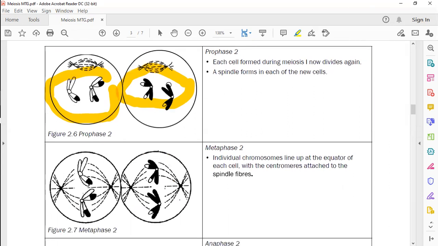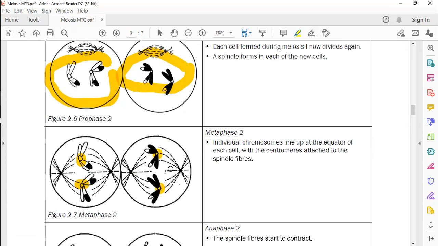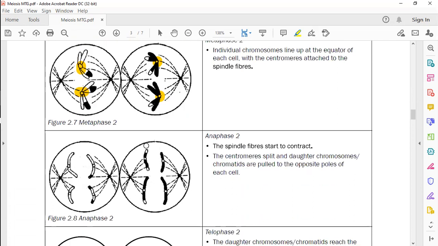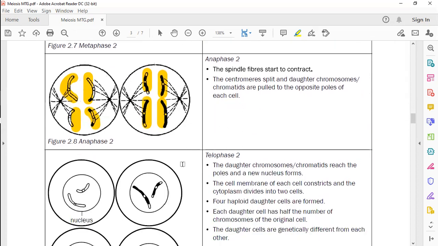So the spindle fibers again split, the centriole again splits and goes to each opposite pole in both of the cells, and attach themselves to the centromeres of the replicated chromosomes, and they pull the chromatids apart. And the moment they pull the chromatids apart, each chromatid becomes a daughter chromosome. There's a daughter chromosome, there's a daughter chromosome, there's a daughter chromosome, there's a daughter chromosome. We don't refer to them any longer as chromatids. Once they split, they're now daughter chromosomes.